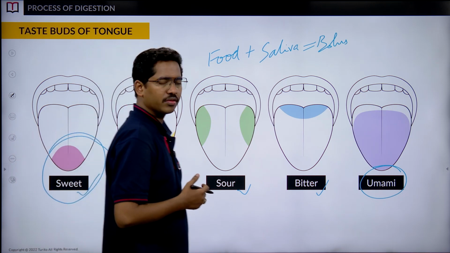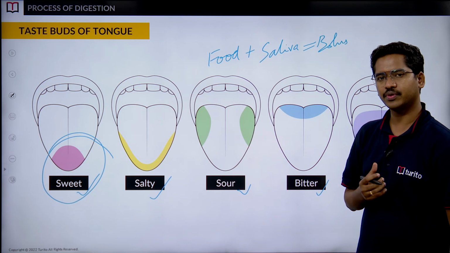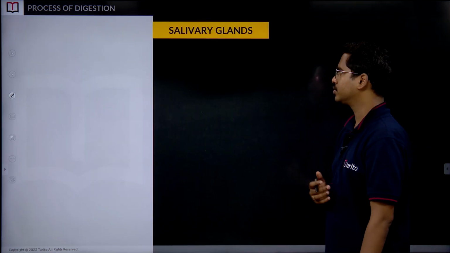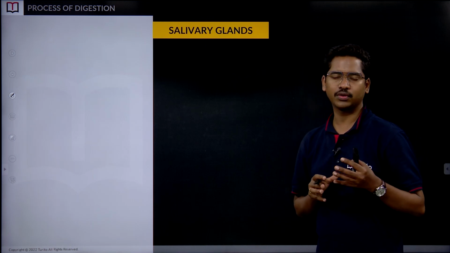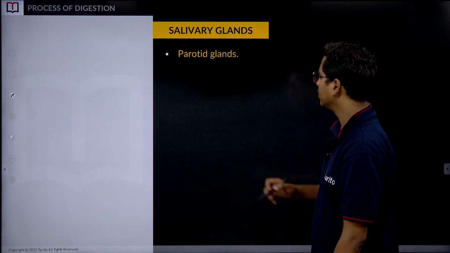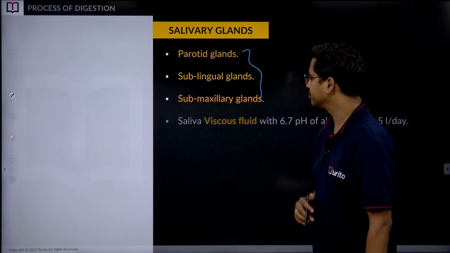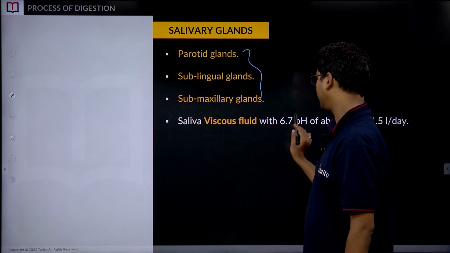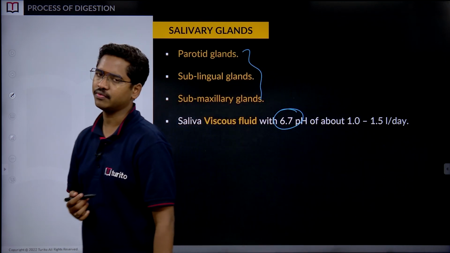Now, it is the bolus that has to pass through the very small tube which is present, regulated by some stuff I would like to show you. That is the esophagus. Here, if you observe, these are the three glands we have based on the arrangement, followed by a viscous fluid with a pH of 6.7, and this is what we discussed in the previous session.